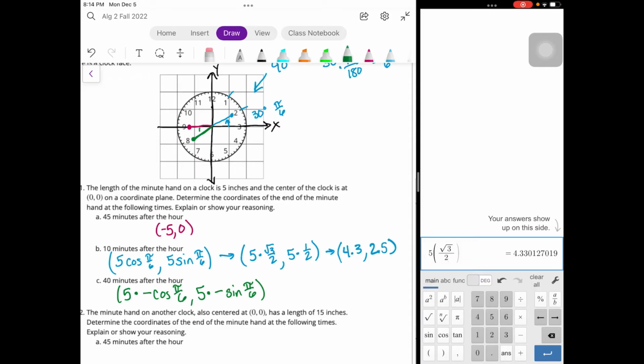Because pi over 6 is that reference angle. You could also look at it, if that might be a little too confusing. You could also say times cosine of 7 pi over 6, because that's that angle there. If you're looking at the unit circle, that is 7 pi over 6. And then 5 times sine of 7 pi over 6.